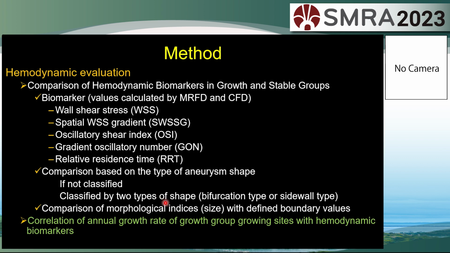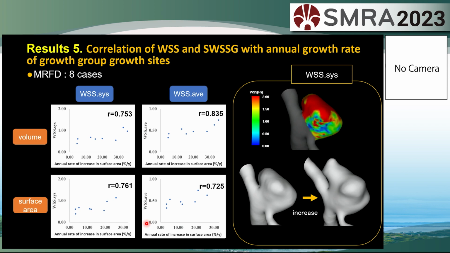We examined the correlation of the annual growth rate of the growing group with the hemodynamic biomarkers. This is the first MR examination, the growing area and the stable area. And it can be read that there is a strong correlation between the annual growth rate of volume and surface area and the area WSS calculated by MRFD.